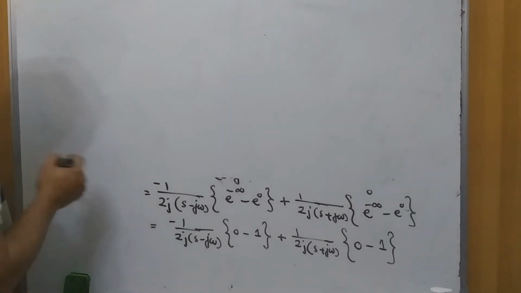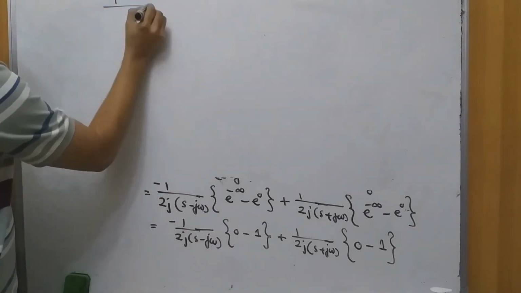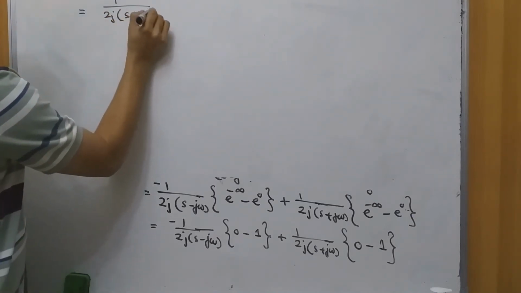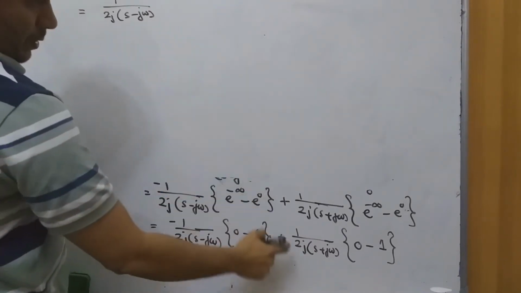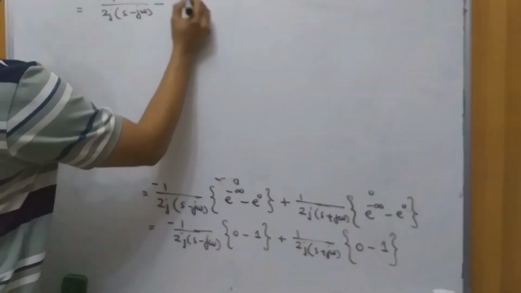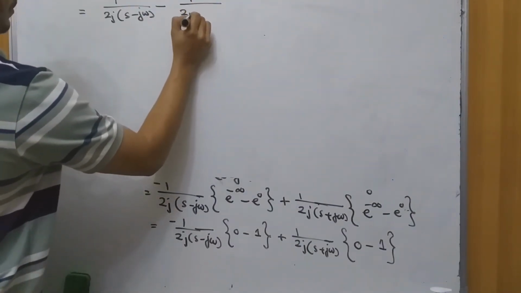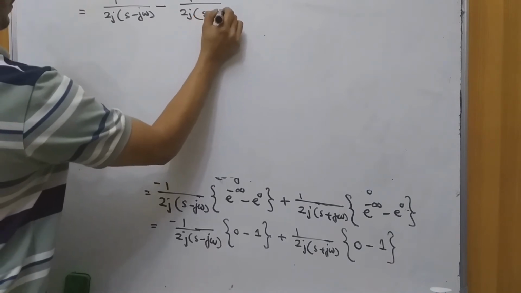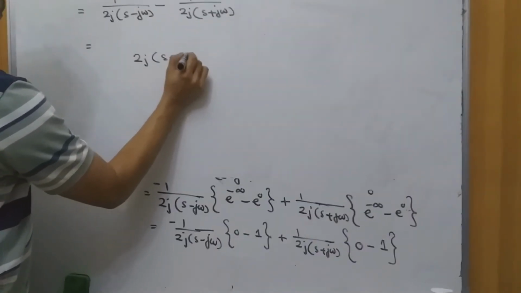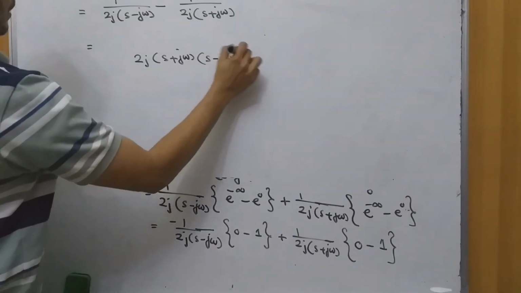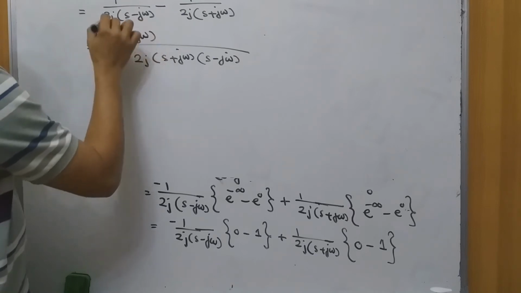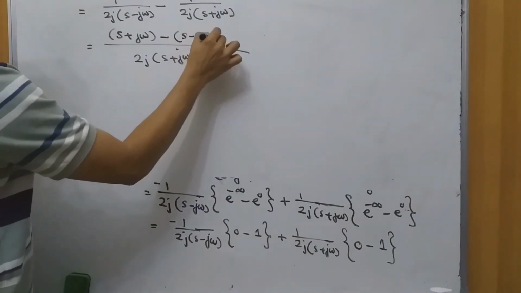So then this minus and this minus makes it plus. So I have 1 by 2j, s minus j omega. This is already plus. So that plus and minus makes minus 1 divided by 2j into s plus j omega. As we had done before, we are considering 2j into s plus j omega into s minus j omega as a common factor. Then this side will have s plus j omega minus s minus j omega.